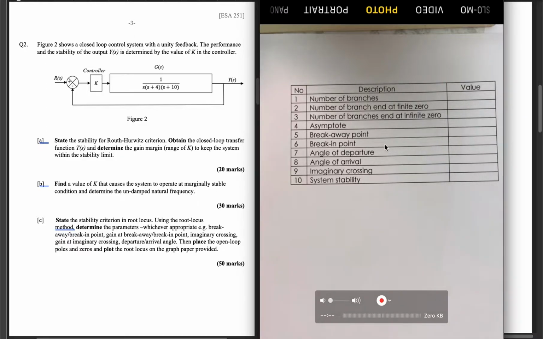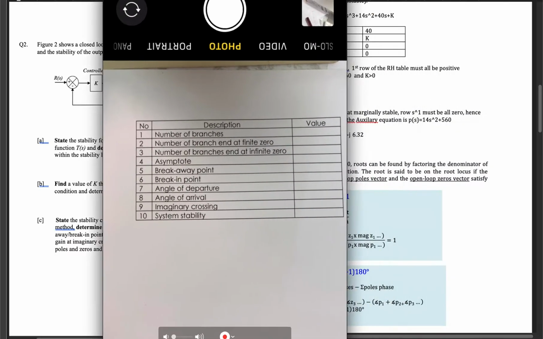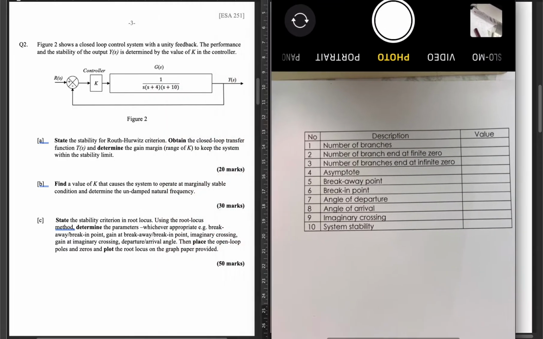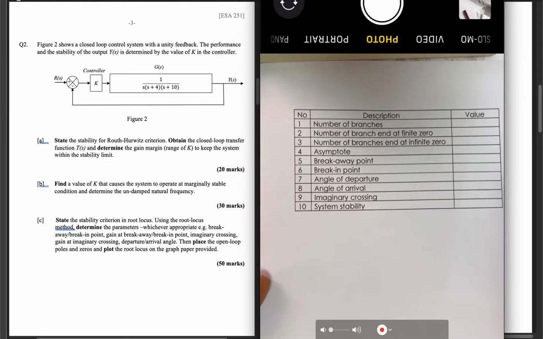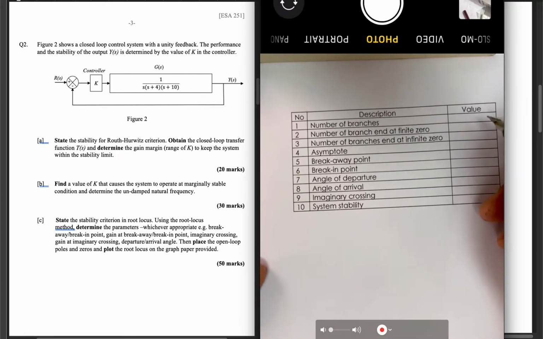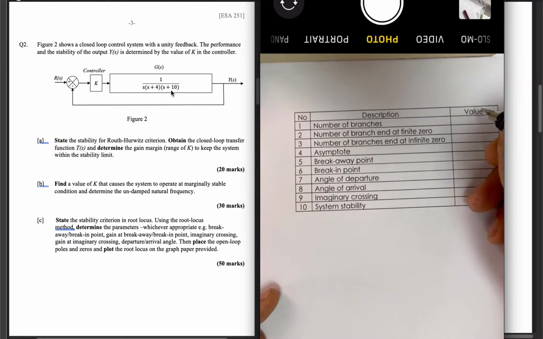In the previous lecture we learned how to determine these values, based on my lecture notes. The number of branches is determined by the number of open loop poles, which in this case is 3. That means if we have 3 poles, we have 3 branches of root locus.